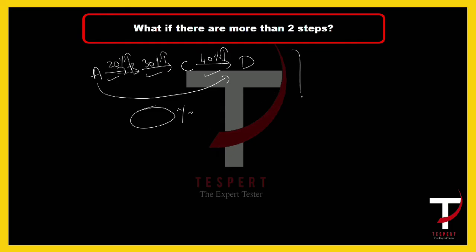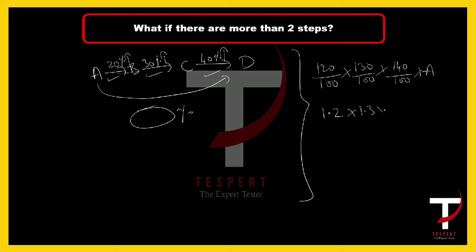We shall calculate. We shall follow the same method. From A to B it is increased by 20%. 20% increase means we have to add that percentage to 100. 100 plus 20, which is equal to 120 by 100, into 30% increase. So 100 plus 30, which is equal to 130 by 100. 40% increase, so 100 plus 40, which is 140 by 100 of A. So what do we get here? 1.2 into 1.3 into 1.4 of A.